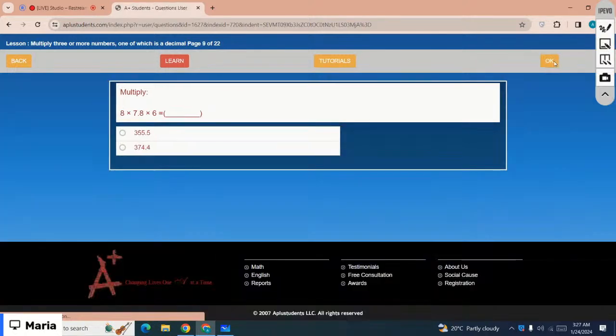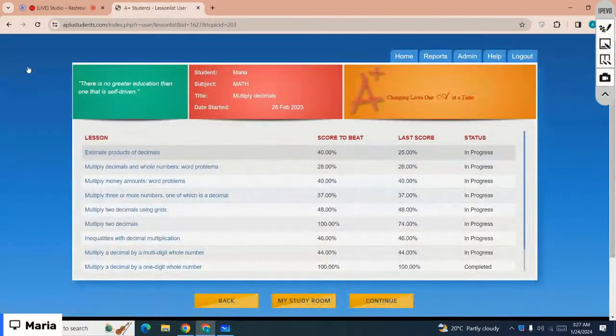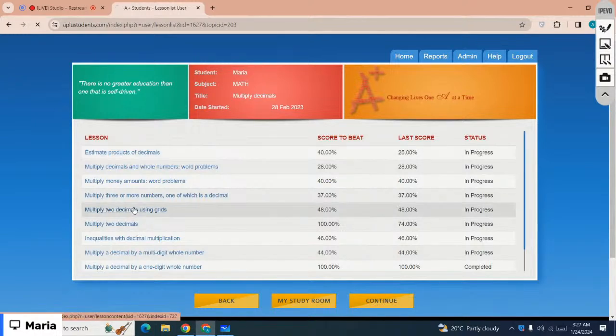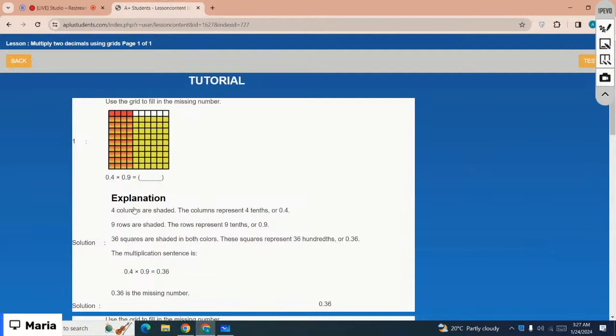Okay, you can complete the lesson by yourself later today. Let me just move on to next lesson. The next lesson is multiply three or more numbers. Okay, that we have done. Multiply two decimals using grid. Let's just see how do we multiply the numbers using grids.